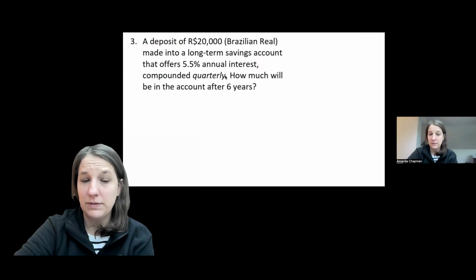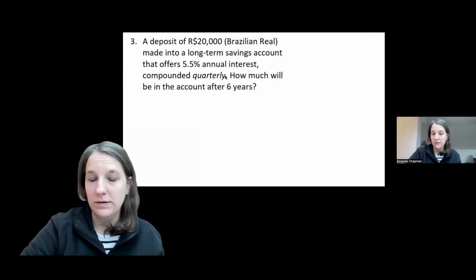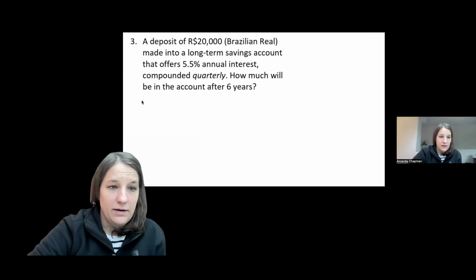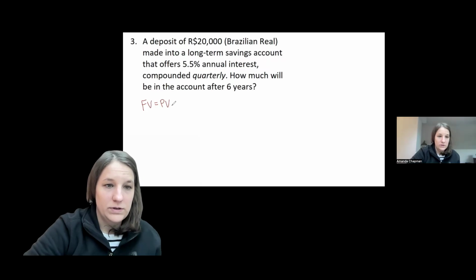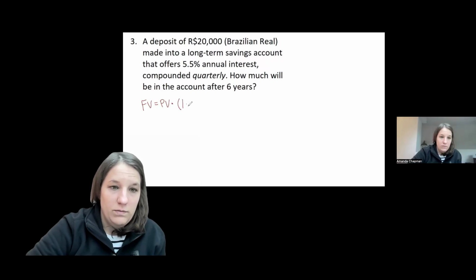This one's a little bit different because our K value is no longer 1. So again, I'm writing my formula. Present value times 1 plus R over 100K, all of that to the Kn.